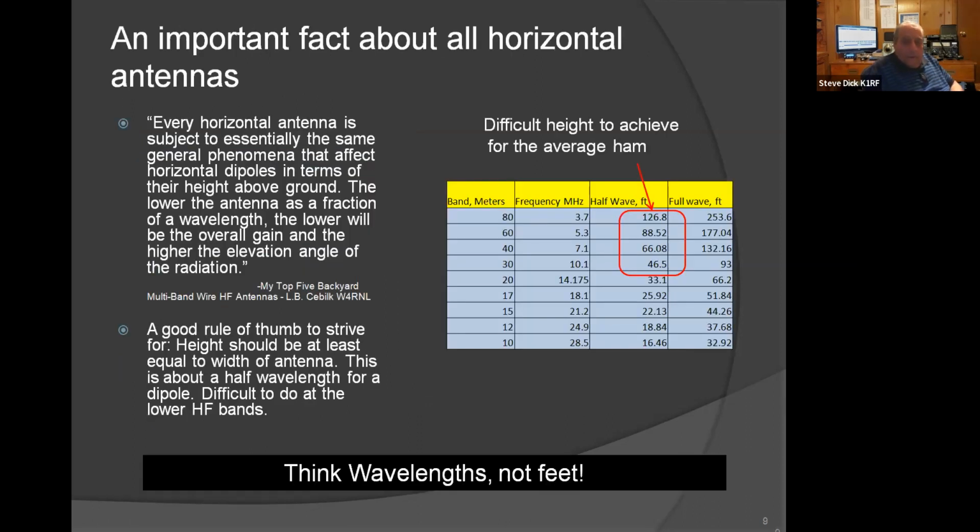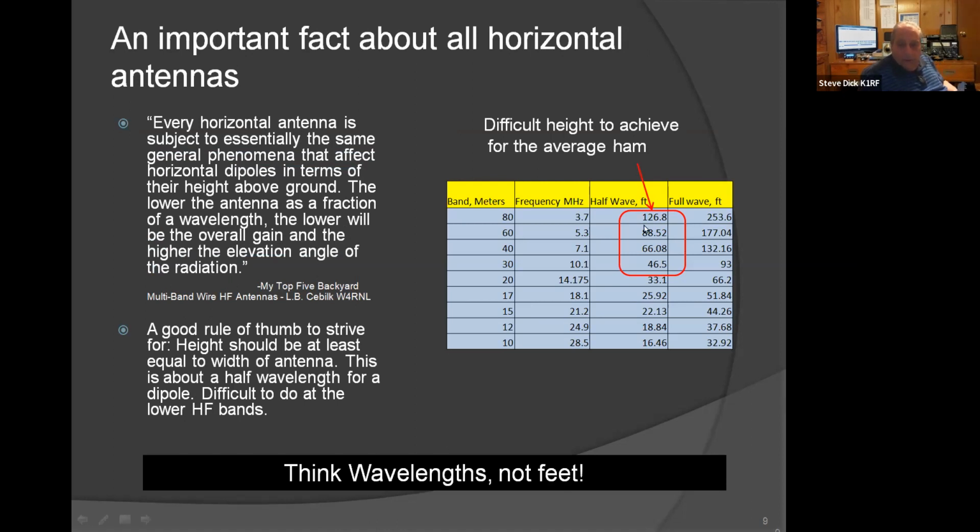Now let's talk about a fundamental fact about all horizontal antennas. And this comes from Cebik. The lower the antenna is as a function of wavelength, the lower will be the overall gain, and the higher the elevation angle of the radiation. Now, you can't always do that.